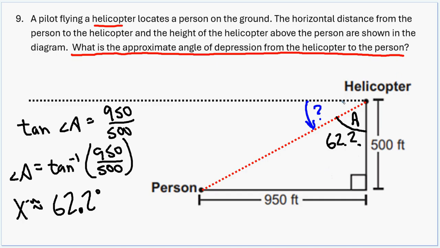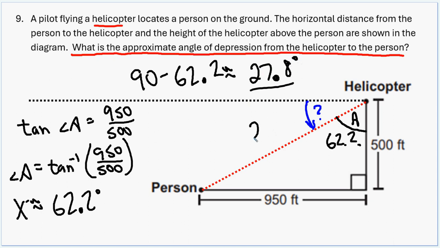Now this angle up here with the helicopter, this would be a right angle. So to find our blue here angle of depression, we're going to do 90 minus 62.2, and that's going to be about 27.8 degrees. So there we found our angle of depression.